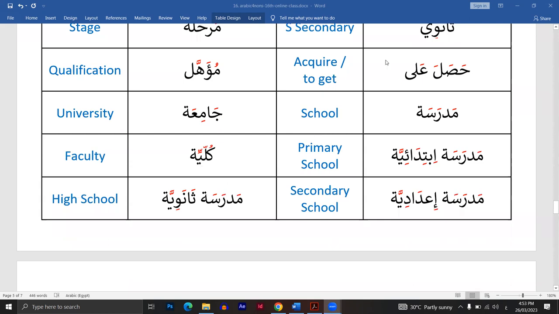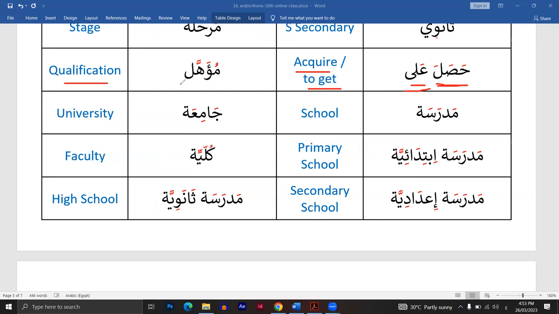Then we have acquire or to get. If I want to say I acquired or I got a certificate in chemistry, for example, you are using the verb حصل على. And this is حصل or يحصل على. It's an expression together. They come together, this verb and this preposition. حصلت على شهادة. For example, we said شهادة means certificate. So I got or I acquired a certificate.